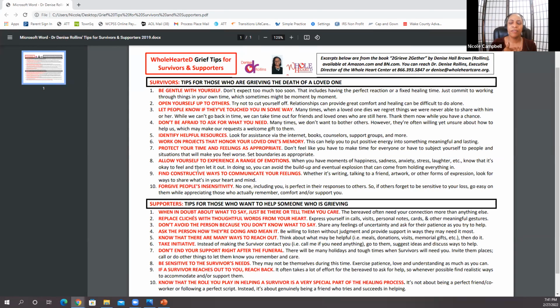That increases their faith. That lets them know that someone is out there for them and assigned to them. And then the last one is know that the role you play in helping a survivor is very special in the healing process. And I think we all know that. So those are some tips as a supporter.